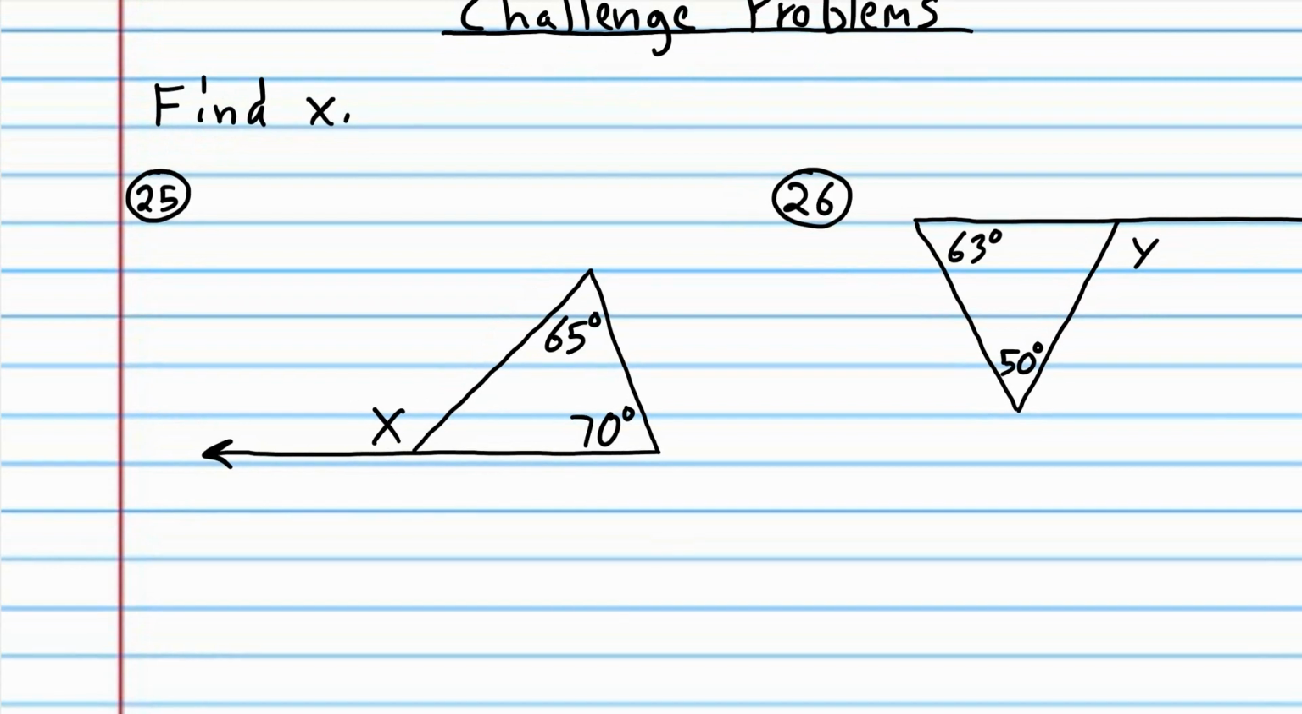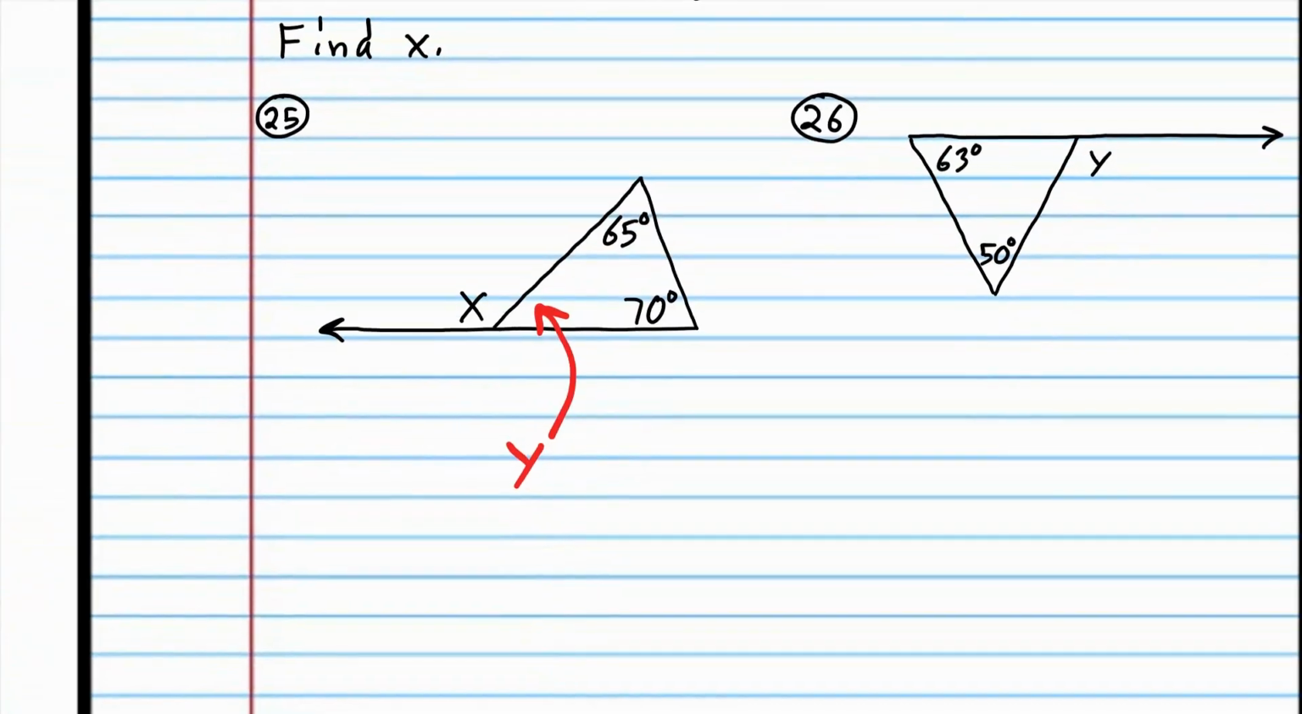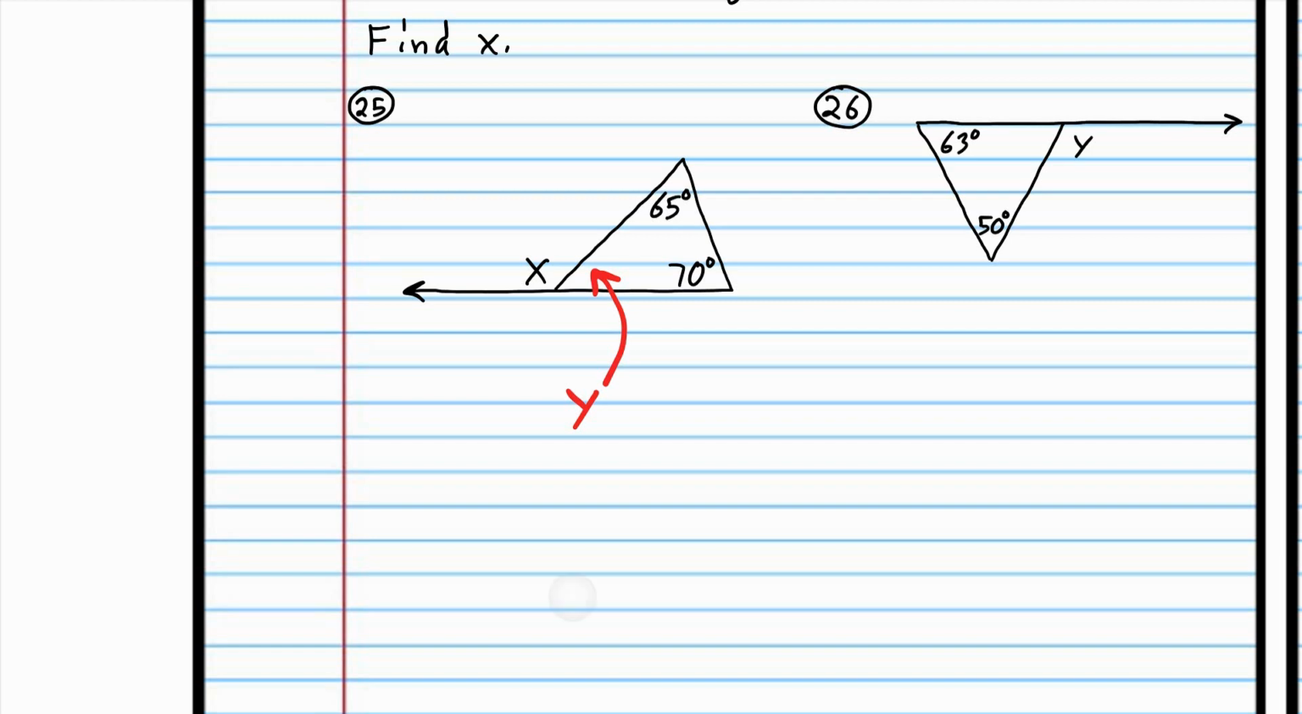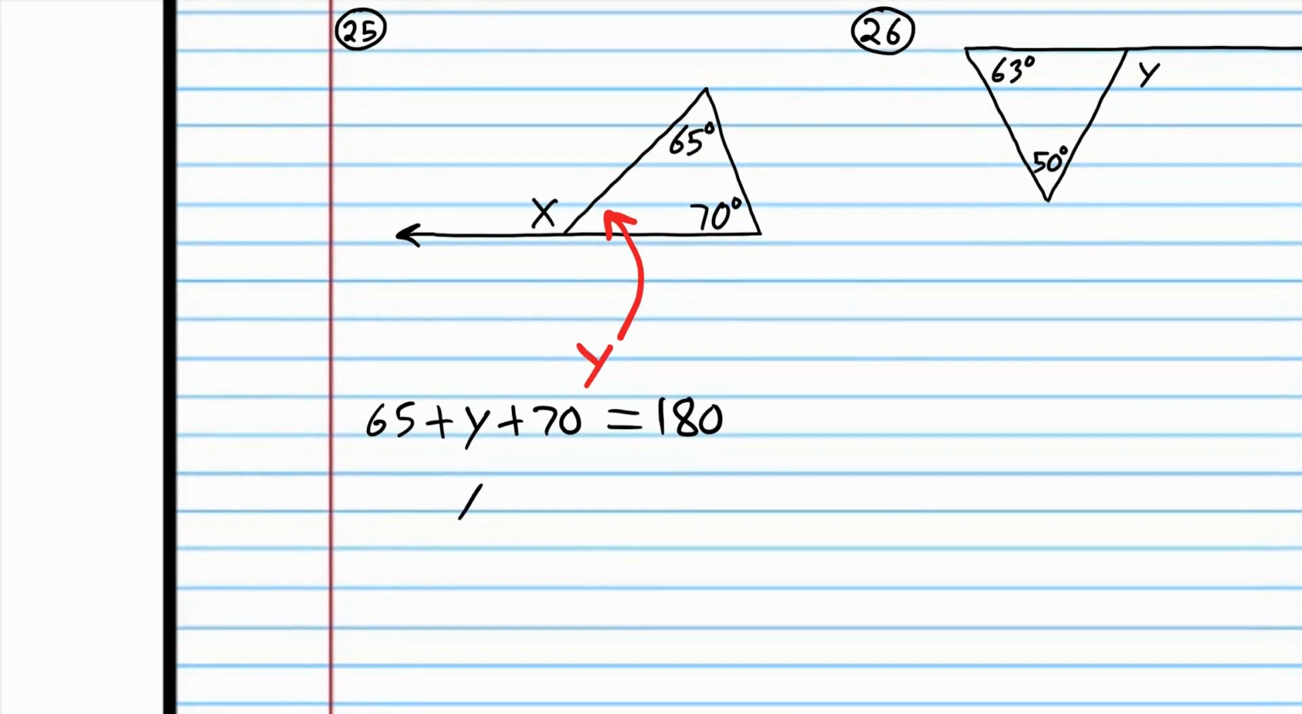So what we're going to do is find this angle first. Then we're going to use the linear pair postulate to find this angle. Let's call this angle y. Now we know by the triangle sum theorem that if we add up the angles inside the triangle, that sum has to be 180 degrees. So now we're going to add 65 and 70 to get 135. Subtract 135 from both sides, and we get 45.